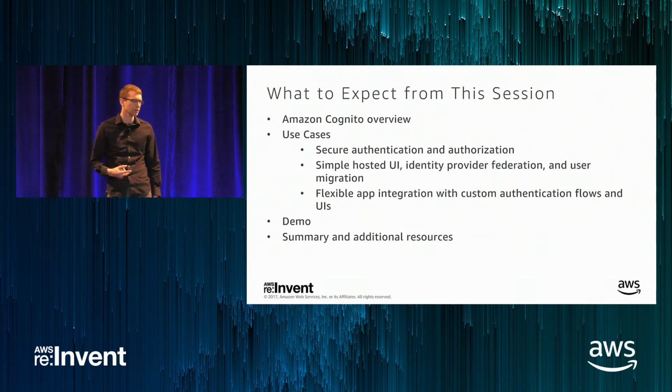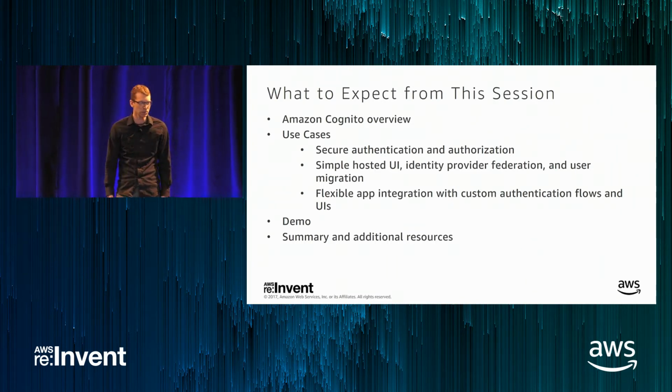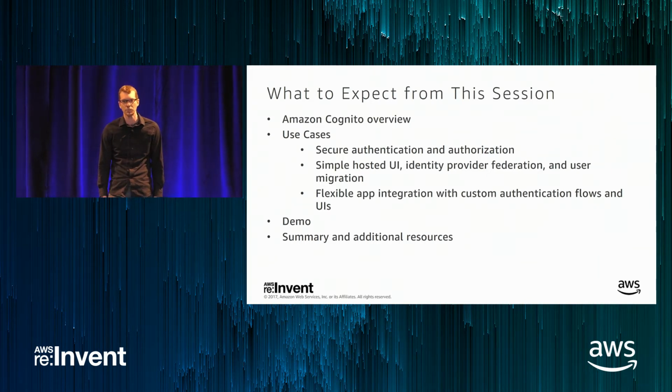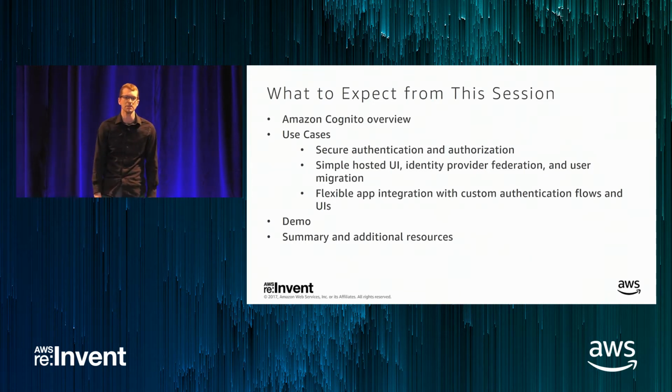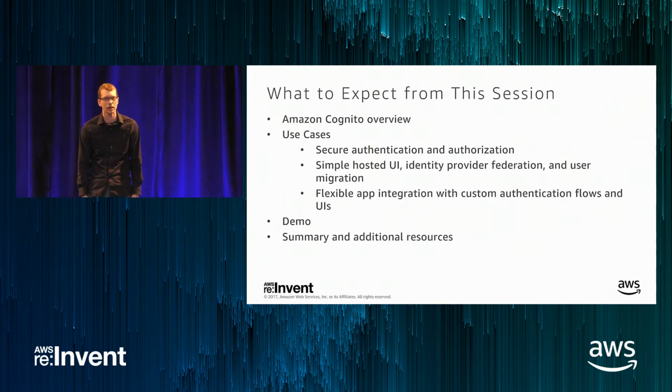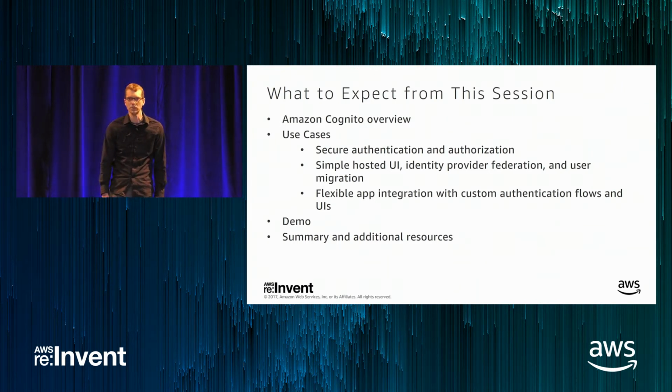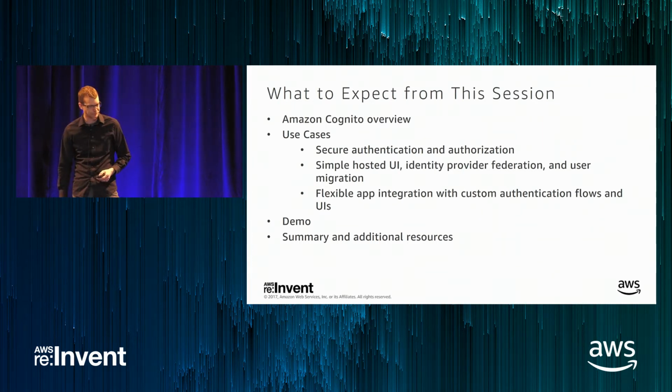Now, these scenarios fall into three categories: security, where we'll talk about authentication and authorization; simplicity, where we'll talk about how to easily integrate with our hosted UI, our social identity provider and corporate identity provider federation, and our end-user migration. And finally, we'll have flexibility, where we talk about how you can easily integrate with your app, you can customize our authentication flows, and our UIs. If we have time, we'll do a couple of demos, and we'll close with a summary and give you a couple of resources so you can get started.